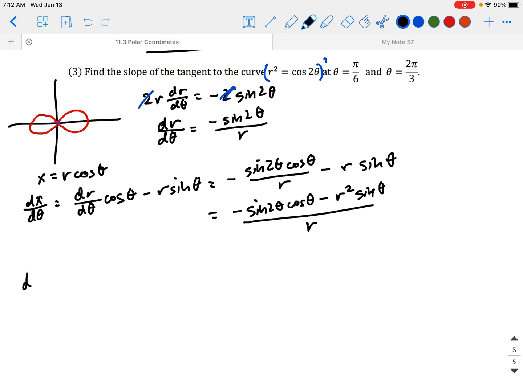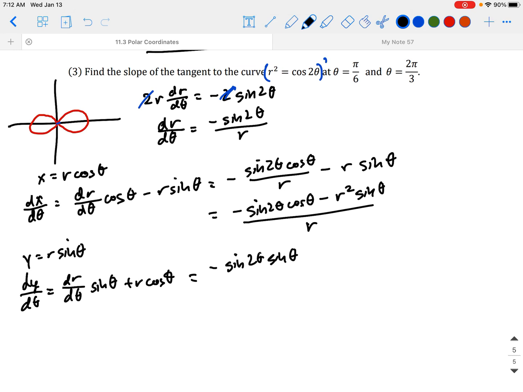All right, so then dy d theta will do the same thing. So y is r sine theta. So dy d theta is equal to dr d theta sine theta plus r cosine theta, which is going to equal, again, dr d theta is negative sine 2 theta sine theta over r plus r cosine theta. But that can be, again, simplified.